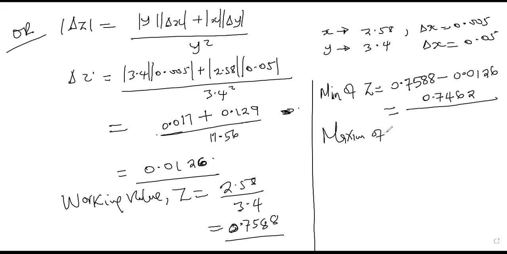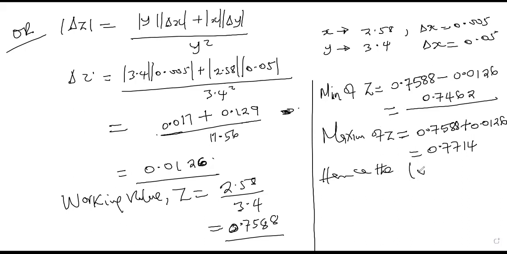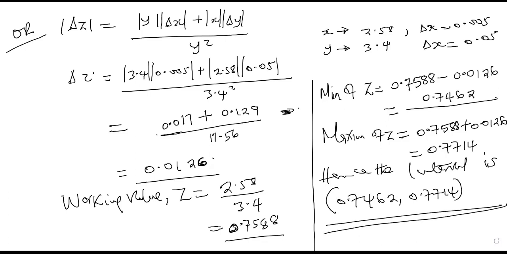Then maximum of Z will equal Z, 0.7588, plus the error 0.0126. What do you get? You get 0.7714. Implying that the range, or the interval, is minimum 0.7462, maximum 0.7714. The same. So still you get the same maximum.